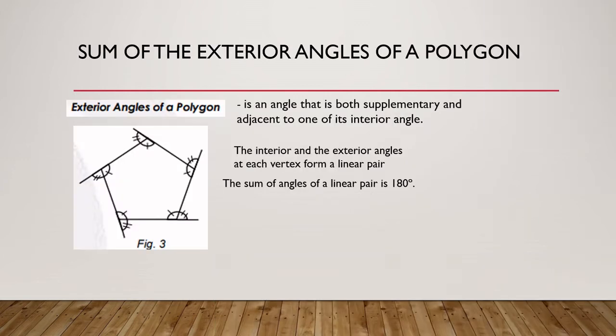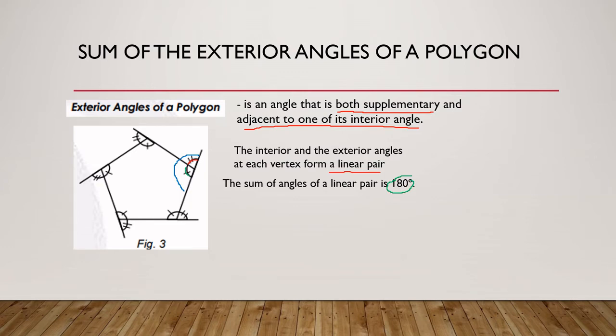Okay? Now, let's find the sum of the exterior angles of a polygon. We all know that an exterior angle of a polygon is an angle that is both supplementary and adjacent to one of its interior angles. So, the interior and the exterior angles at each vertex form a linear pair. So, the exterior and the interior angle form a linear pair. Meaning, the sum of the angles of a linear pair is 180 degrees.